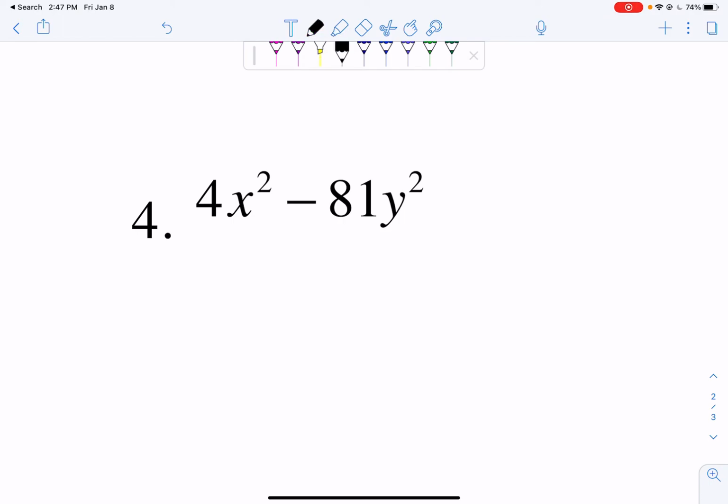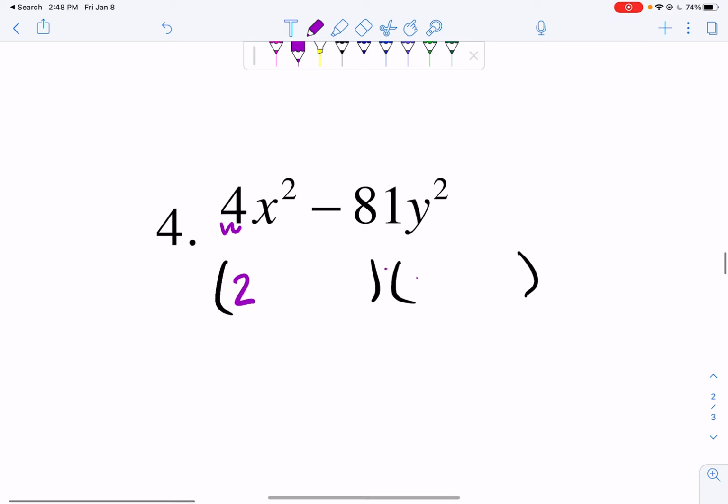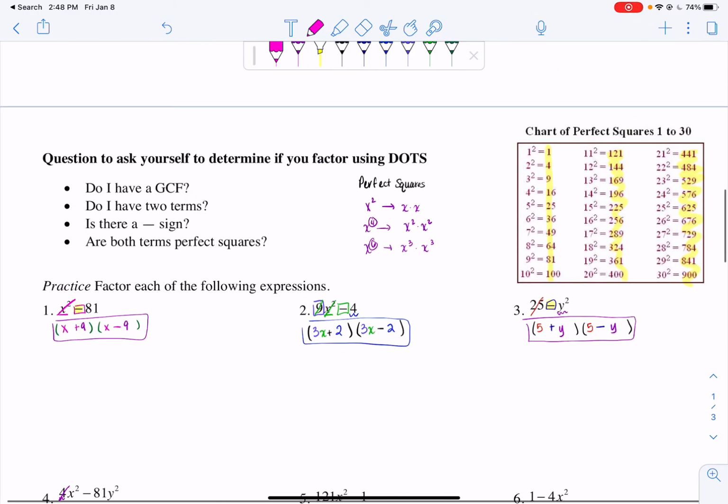Do your parentheses. 1, 2. Take it apart piece by piece. What makes 4? 2 and 2. Cross it out when you use it. What makes x squared? We said it before. I'll move them down here.